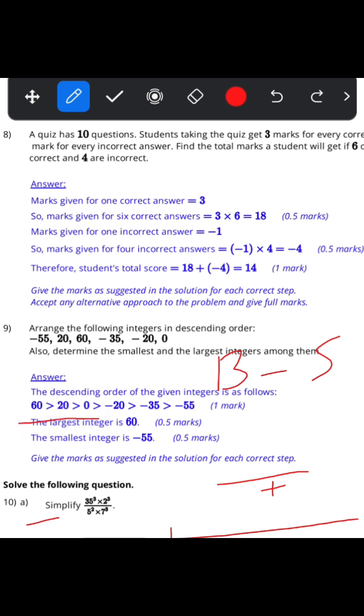For negative integers, minus 1 is the largest negative integer, so the smaller number is greater. So minus 20, after that minus 35, and after that minus 55. We write these numbers. Now the largest integer we got is 60, and the smallest integer is minus 55.